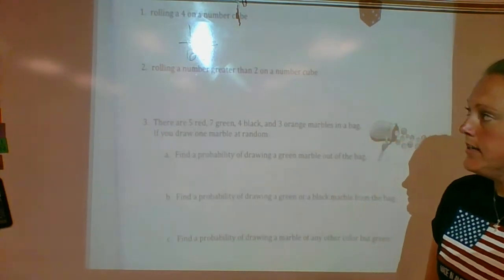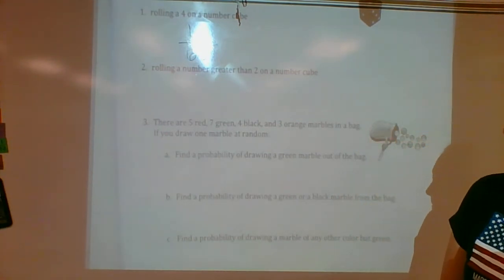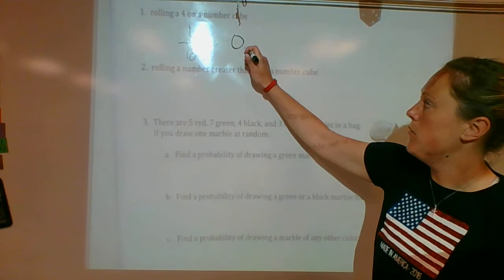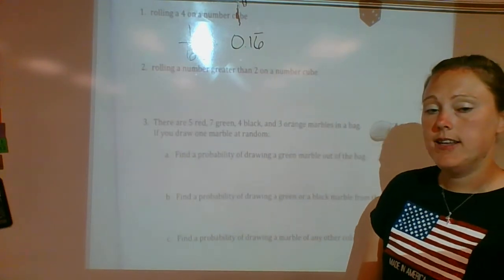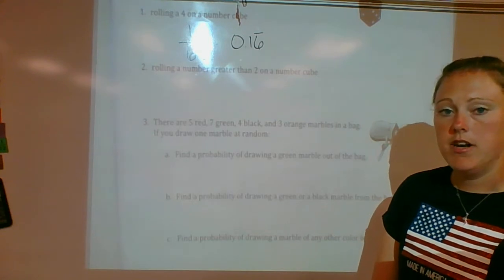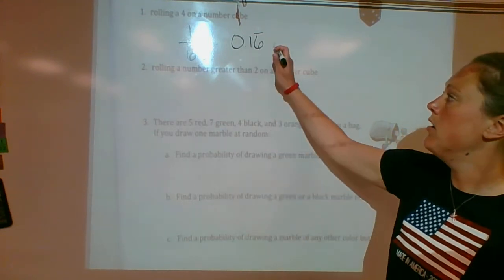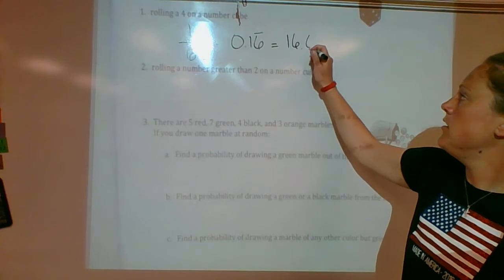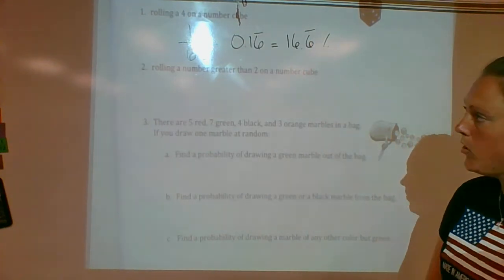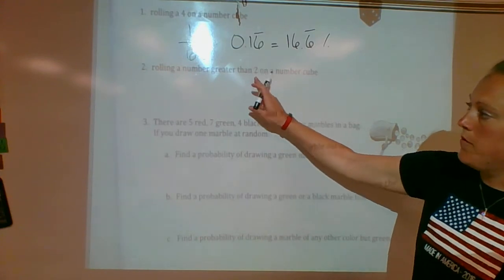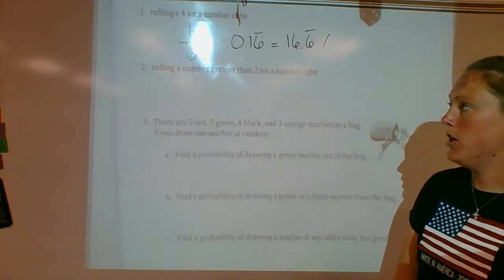So 1 divided by 6 in your calculators. I believe our answer is 0.1666, and that 7 at the end is a 6 that got rounded up because it was followed by another 6. So our percent is 16.6% repeating. Okay. Same thing, we're rolling our number cube, but this time we would like something bigger than 2.